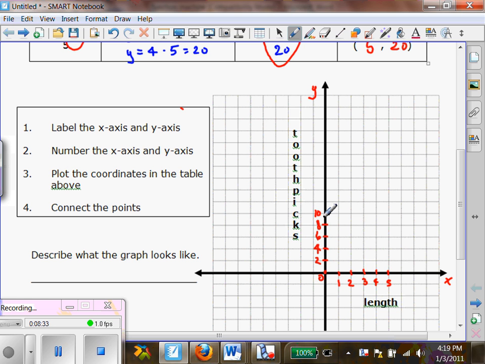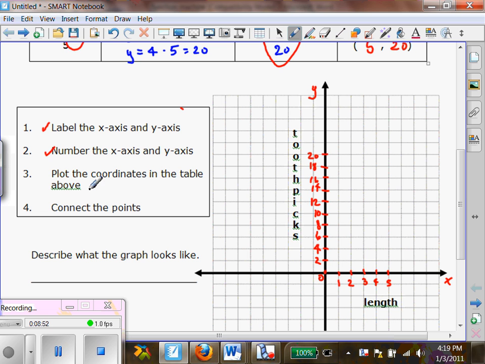10, this will be 12, 14, 16, 18, 20. And that's all I need. So go ahead and fill those in. And make them legible. All right, now those are labeled. Check this off, check this off.